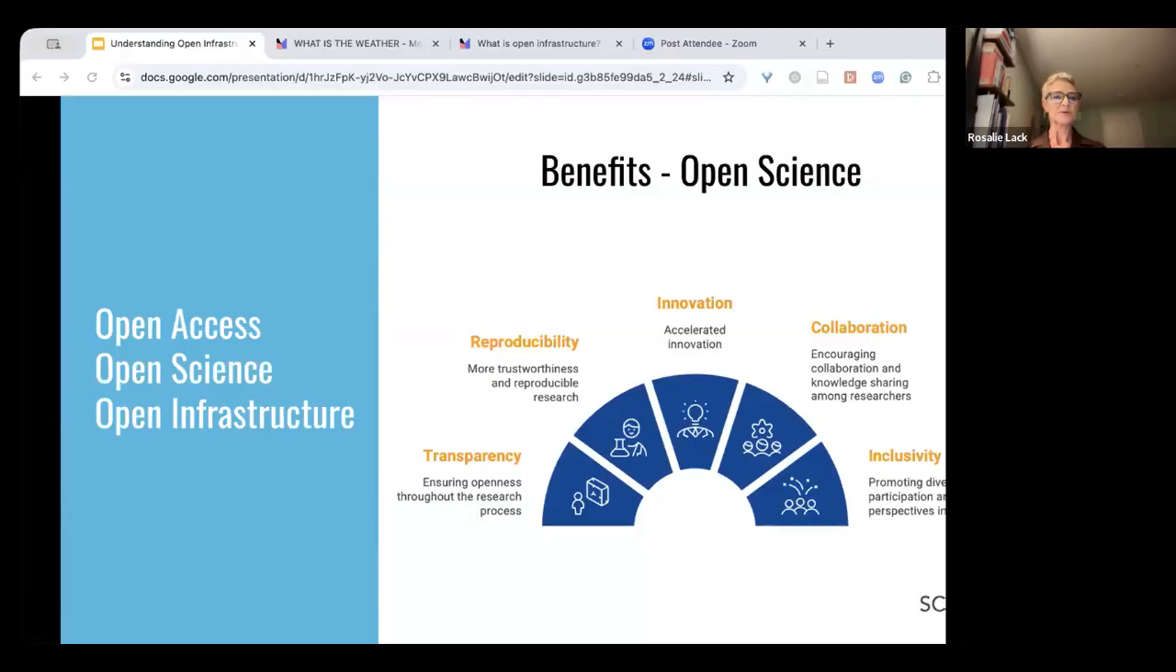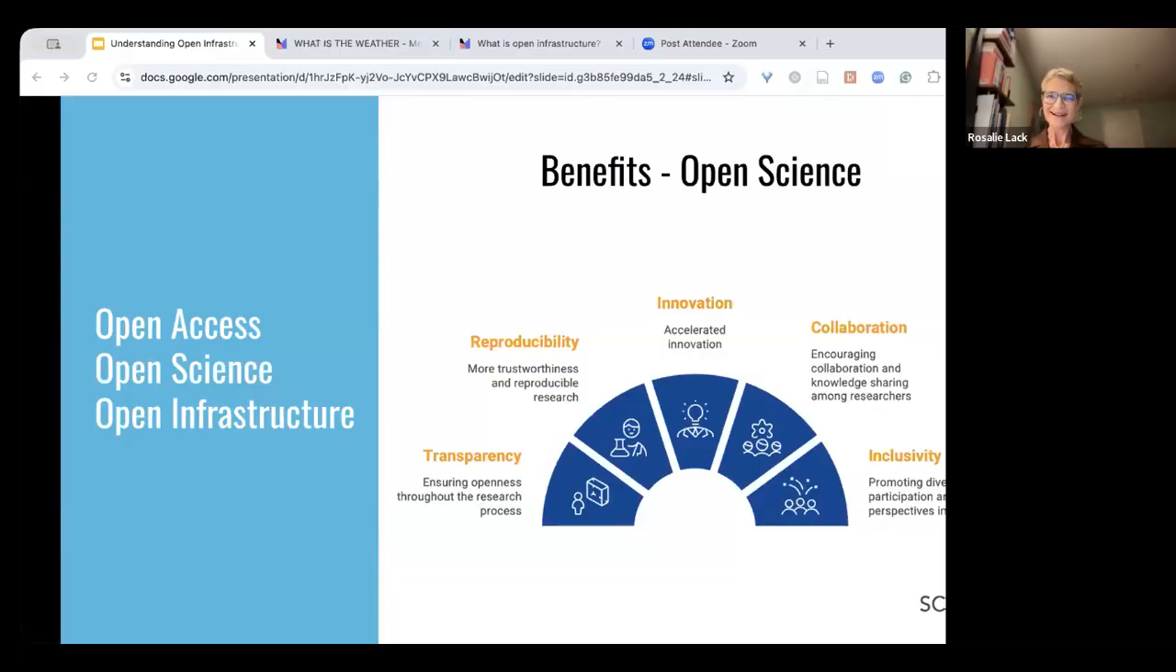It also helps with reproducibility because there's more trustworthiness and reproducible research because you have open access to the data, to the code, to the methods, this thus allowing for reproducibility of findings. Accelerated innovation will occur when research outputs are more open or reusable, new ideas emerge, as researchers and developers are able to combine existing work with other research.